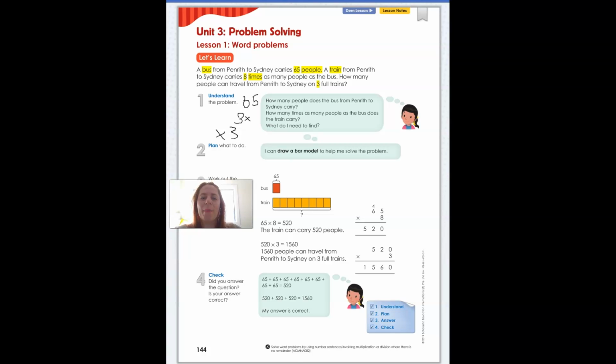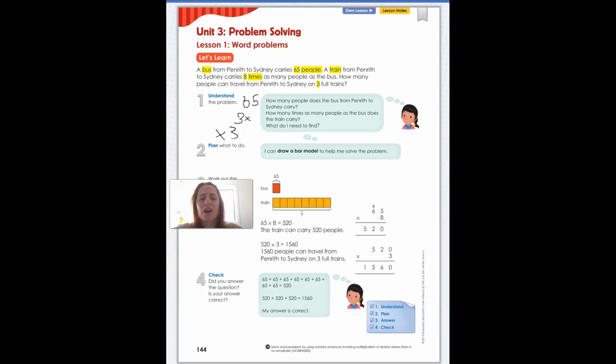So I can draw a bar model to help me solve the problem. Here's my bus in this red little block. It's 65 people on my bus. And then here's my train. 1, 2, 3, 4, 5, 6, 7, 8. That's 8 times as many people. Remember, I'm just helping you understand the word problems. I'm not doing the actual math number sentences for you because we've done all of this. So you just have to go back and flick through your pages and you've got all those let's learn. You can remind yourself and revise. And I always provide revision sheets in your extension area on our timetable.